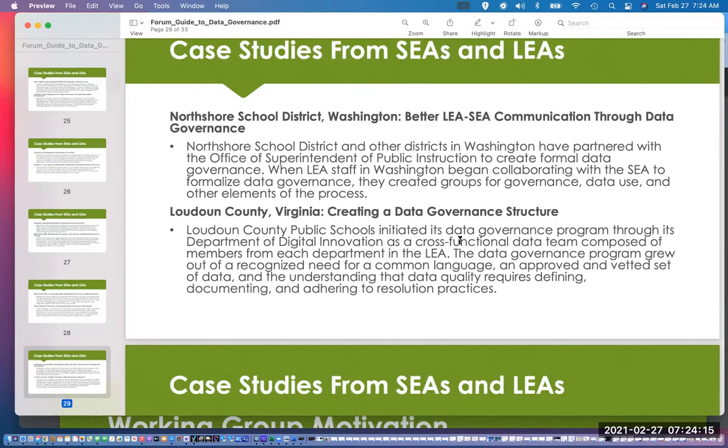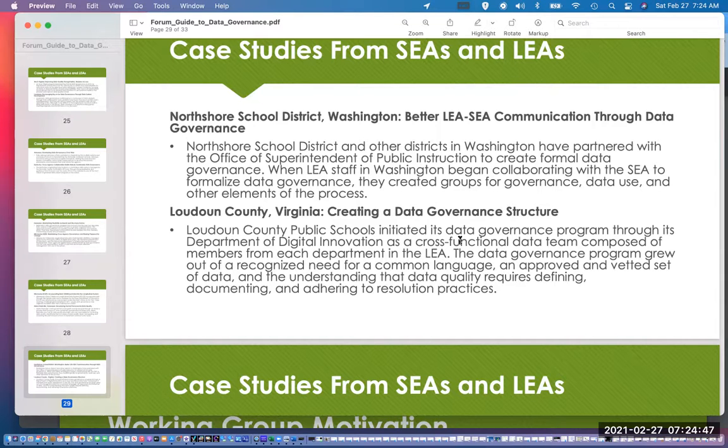Loudoun County, Virginia, creating the data governance structure. Loudoun County Public Schools initiated its data governance program through its Department of Digital Innovation as a cross-functional data team composed of members from each department in the LEA. The data governance program grew out of a recognized need for a common language, an approved and vetted set of data, and the understanding that data quality requires defining, documenting, and adhering to resolution practices.